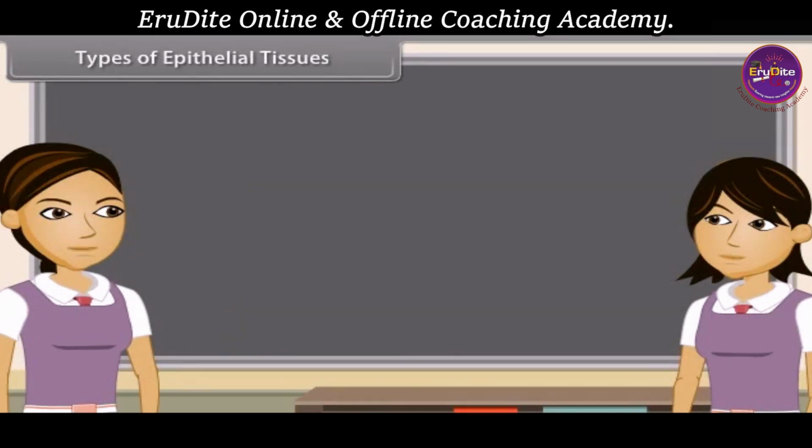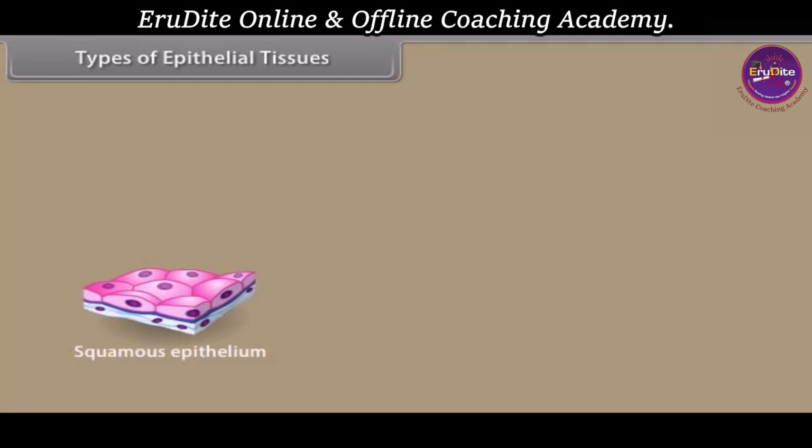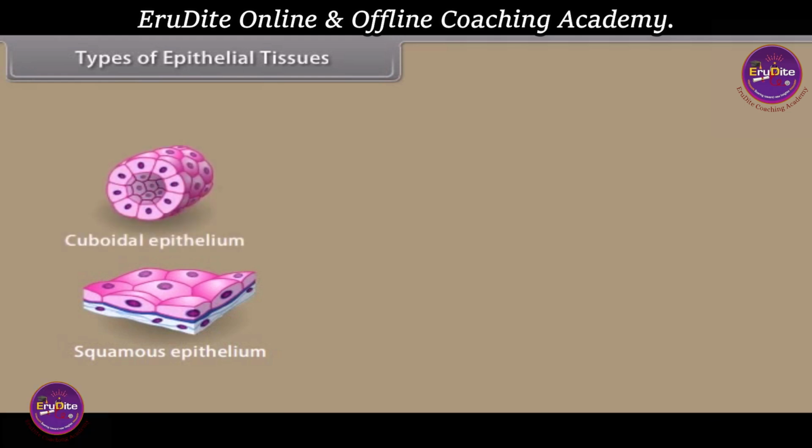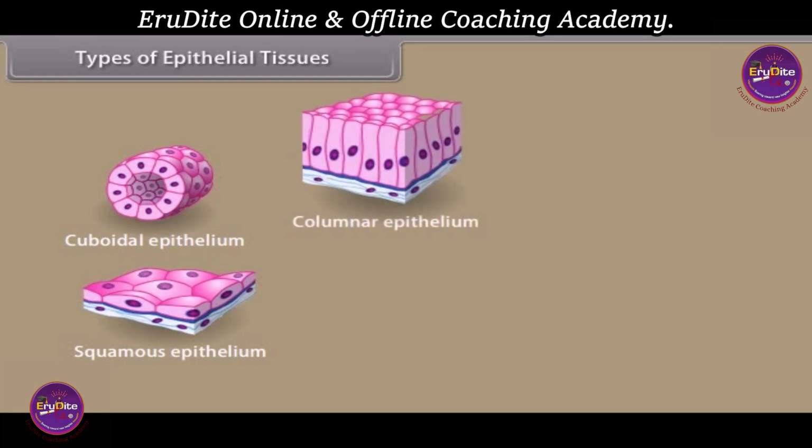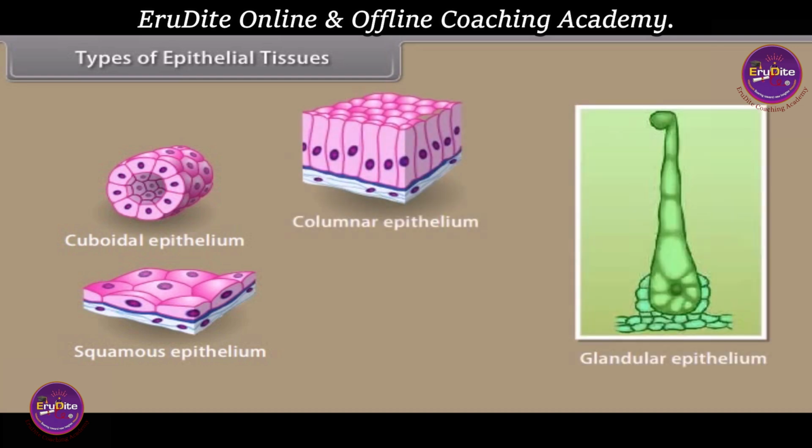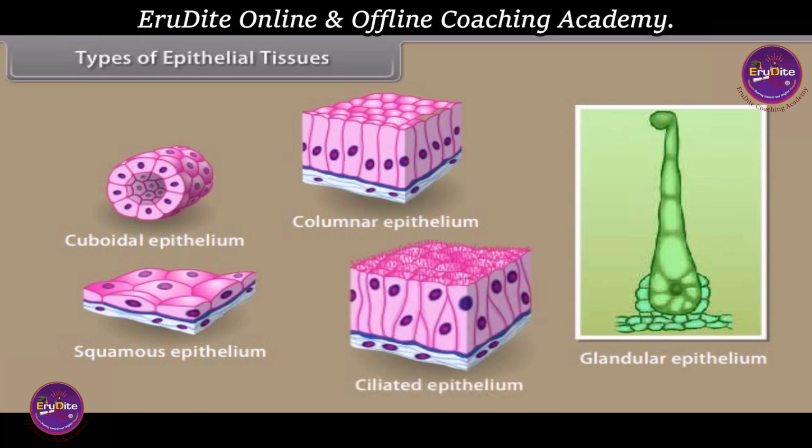Types of epithelial tissues. Epithelial tissues are classified into 5 types on the basis of functions of the cells and shape of the cells. Squamous epithelium, cuboidal epithelium, columnar epithelium, glandular epithelium, ciliated epithelium.